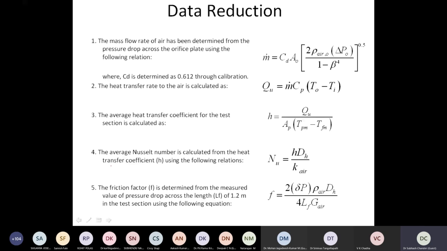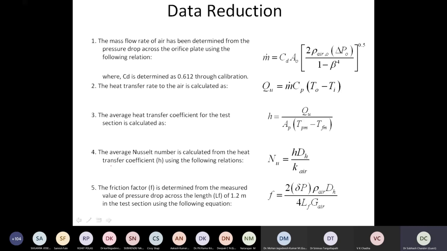So beta is the diameter ratio of that orifice and that of the pipe. CD is the coefficient of discharge. And so this is how we can make out the utilization of energy. Then we can calculate the heat transfer coefficient, Nusselt number, and the friction factor from the pressure drop. So all these calculations we can make.